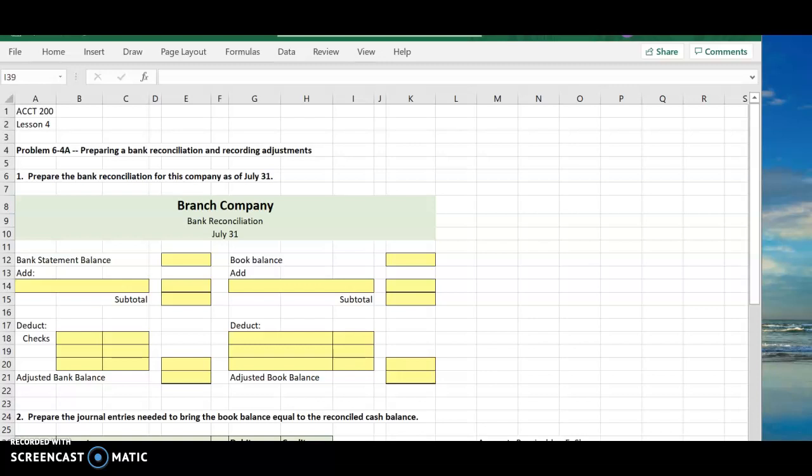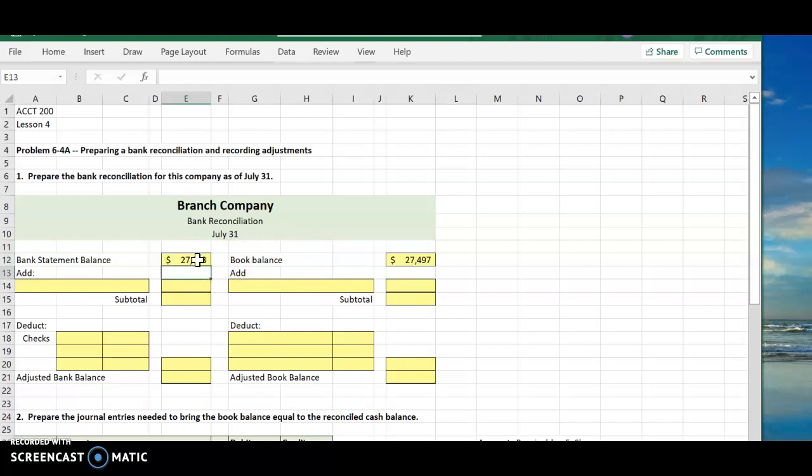So if we look at problem 6-4A, we'll go right to item A. On July 31st, the company's cash account has a $27,497 debit balance. Okay, so that's my book balance. I'm going to go ahead and put that over here, 27,497. Its July bank statement shows that we should have a balance of 27,233. So that's what the bank says I have.